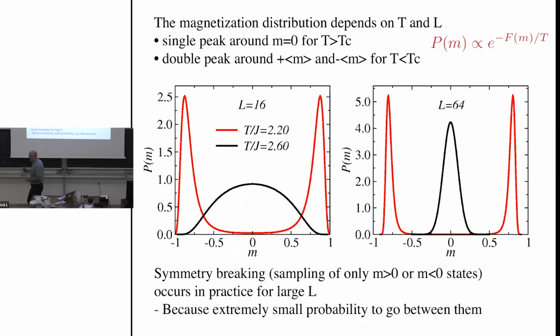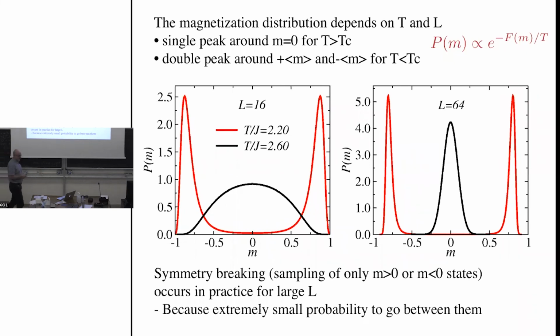But if we go to L equals 64, which I think was the case in the movie, although the temperature may not have been exactly the same, there you see that these peaks are much sharper. Now you have almost no weight close to 0, which means that with these local updates that I do, which can fluctuate the magnetization at each step just by 1/N basically, it will never be able to go from here to here because there's too little probability of being there.